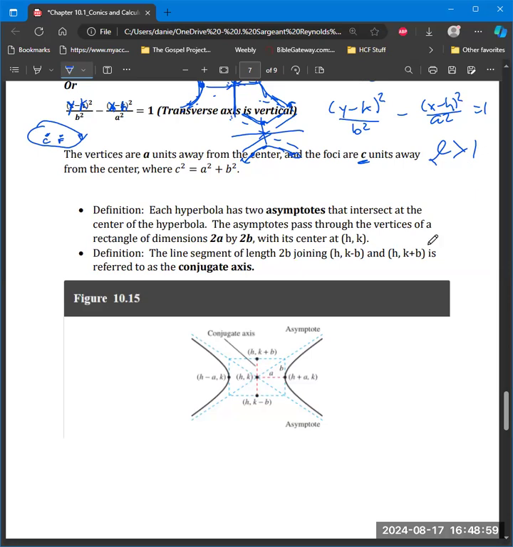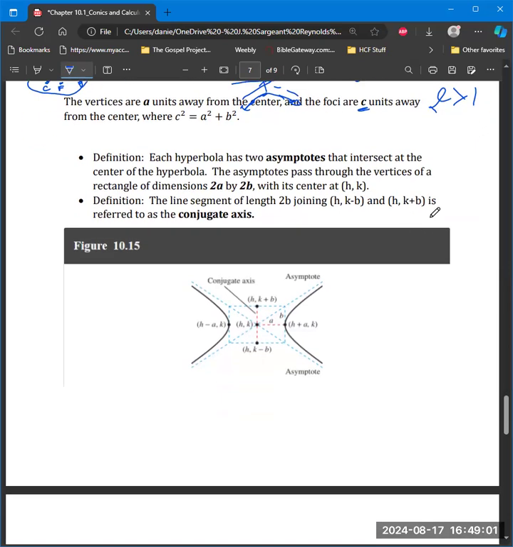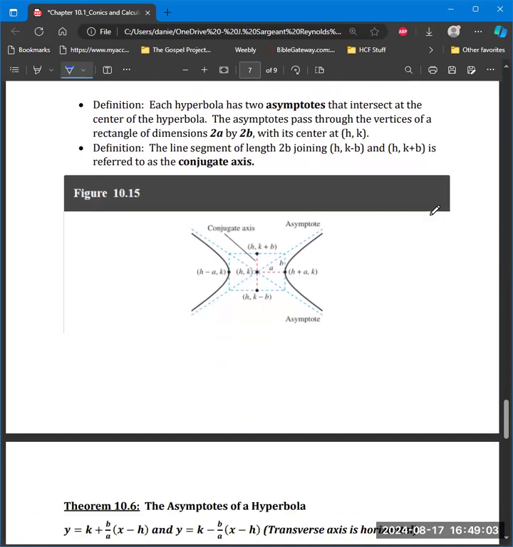right. Each hyperbola has 2 asymptotes that intersect at the center of the hyperbola, and the asymptotes pass through the vertices of the rectangle of dimensions 2a and 2b with its center at (h, k). There's a real good picture. I drew a rough sketch just a second ago.